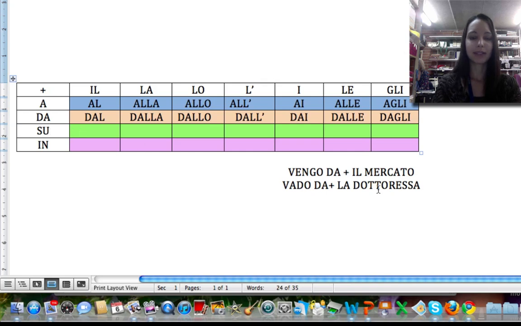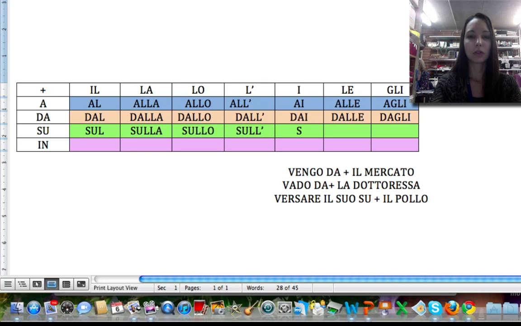Okay, what if we want to say "on the"? An example was in the recipes when we wanted to pour a sauce on the chicken or something like that. So versare il sugo su il pollo. Again, we cannot have a preposition and an article in a sentence. We must combine them to form one word, and that word would be sul. Same thing happens here, just follow the pattern: sulla, sullo, sul, sui, sulle, sugli.